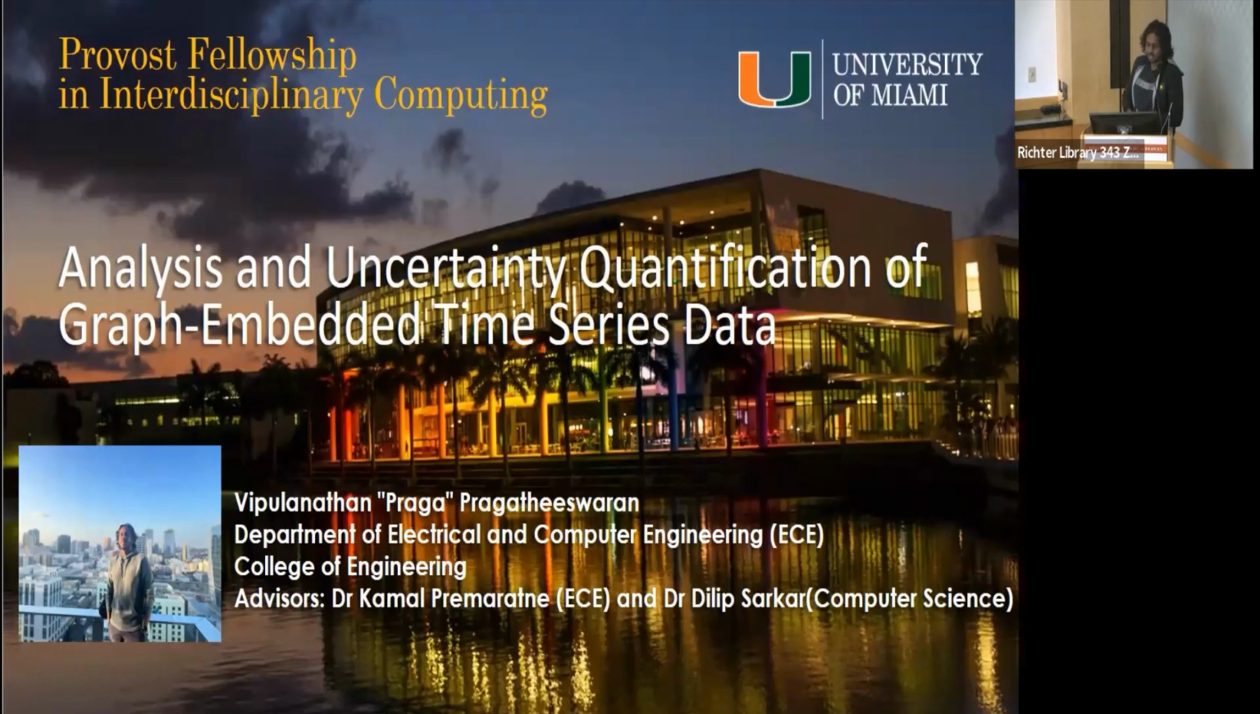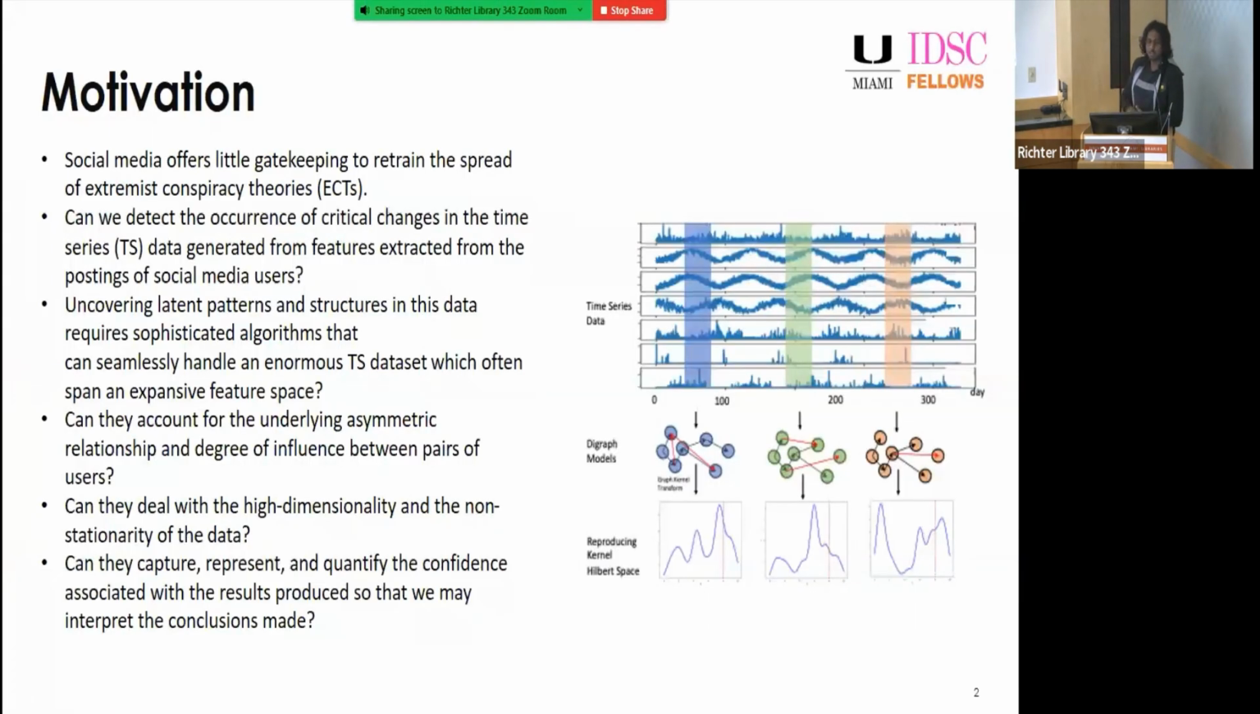My project is focusing on analysis and uncertainty quantification on graph embedded time series data. I know that's a mouthful, but let's break it down. So our group is more focused on conspiracy theories in social media. For example, if I send a tweet out saying today, UM treats its PhD students very horribly, it's going to blow up on social media in a couple of days. So first question is, how do we contain it?